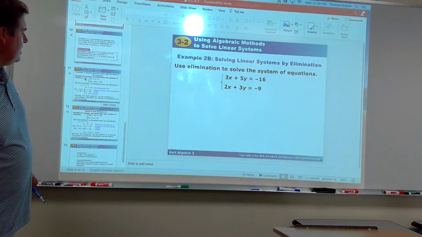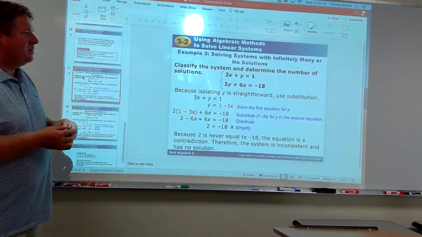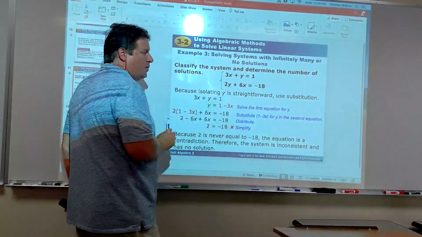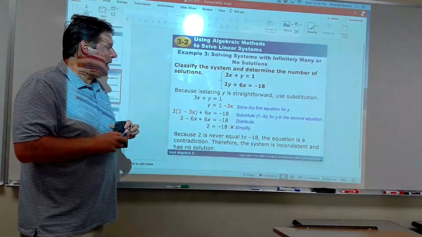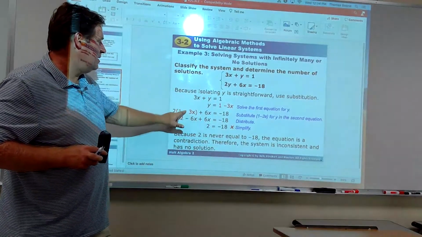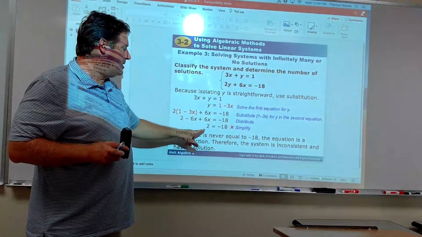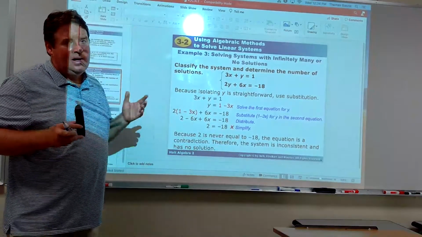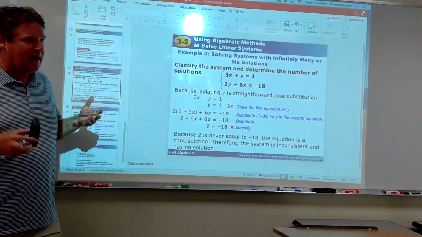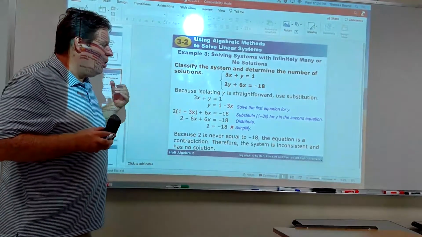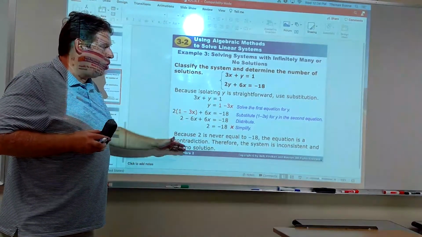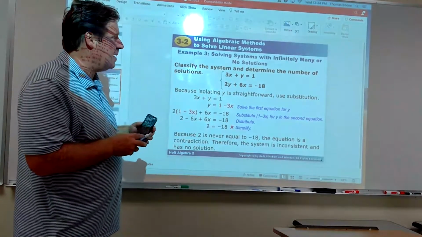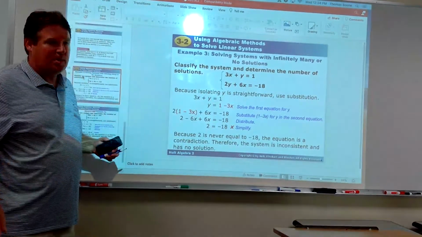Let's say that we're doing the substitution method. Let's say that we solve this one for y by moving that negative 3x to the other side. Notice what happens when you substitute in over here. What happens is we get something that's crazy kooky. We get 2 is equal to negative 18. Now, we know that that's not true. That's a contradiction. So what we know then is that there is no solution. It can't happen. So these lines actually turn out to be parallel.